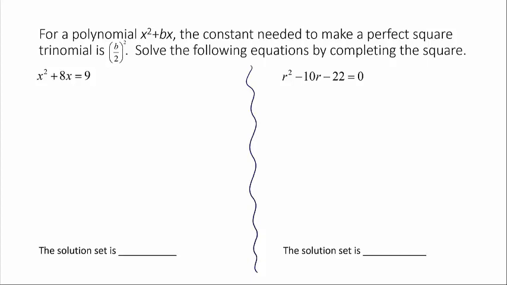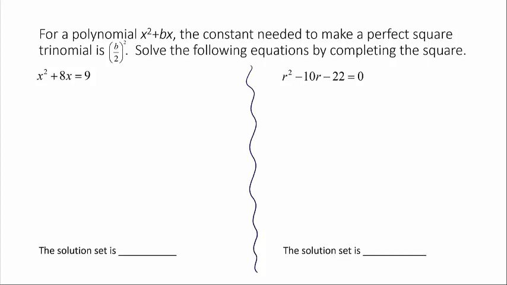Okay, so the whole idea around completing the square is that we're going to make a perfect square trinomial that we can factor as a binomial times a binomial, and then use the square root property to solve it. So in this first example of x squared plus 8x equal to 9, one of the first things that you want to do when you're solving by completing the square is get the x squared plus bx by itself on one side of the equation.